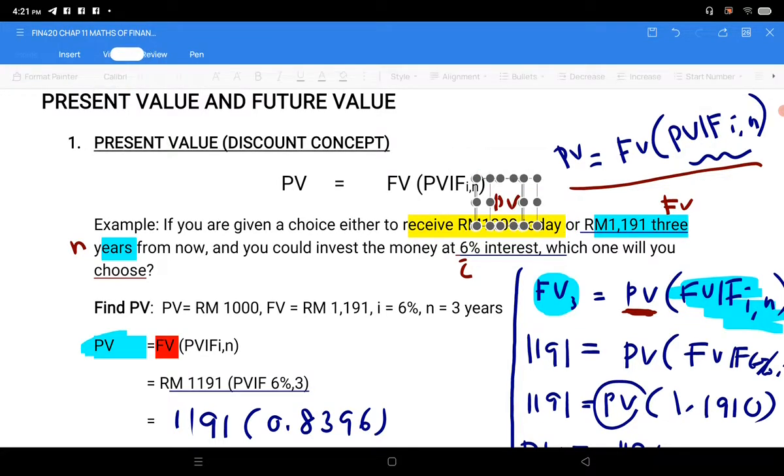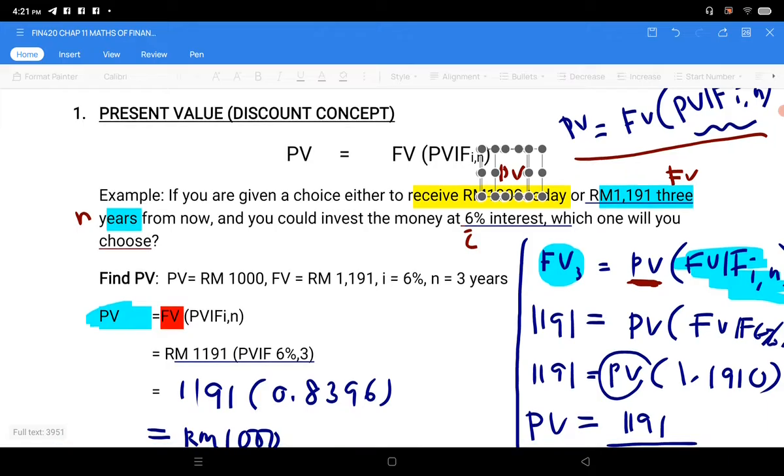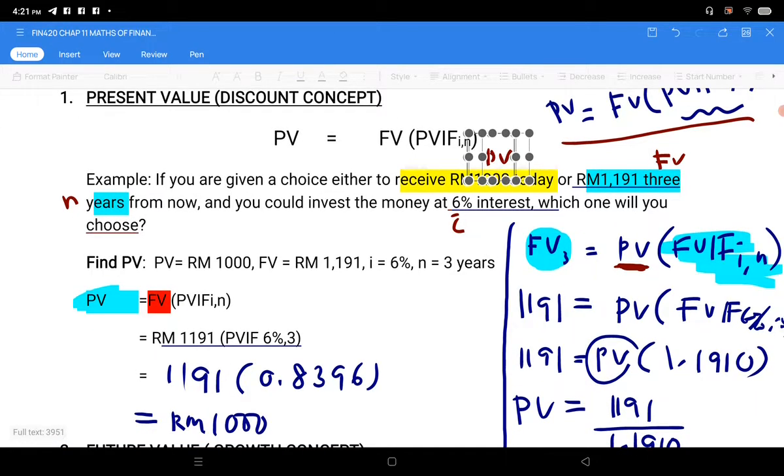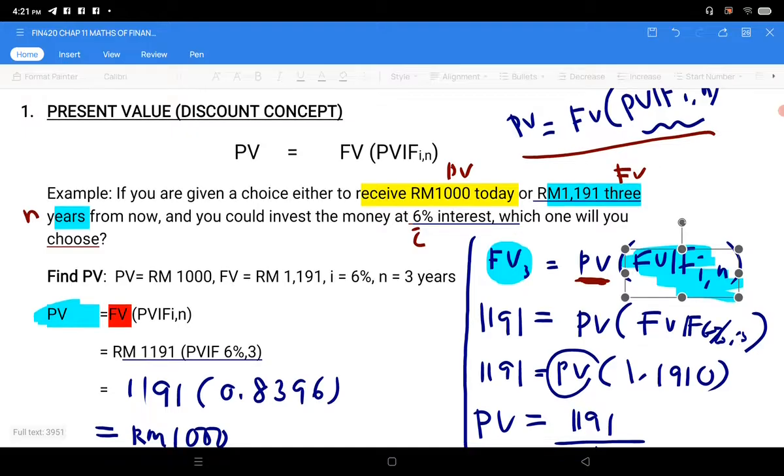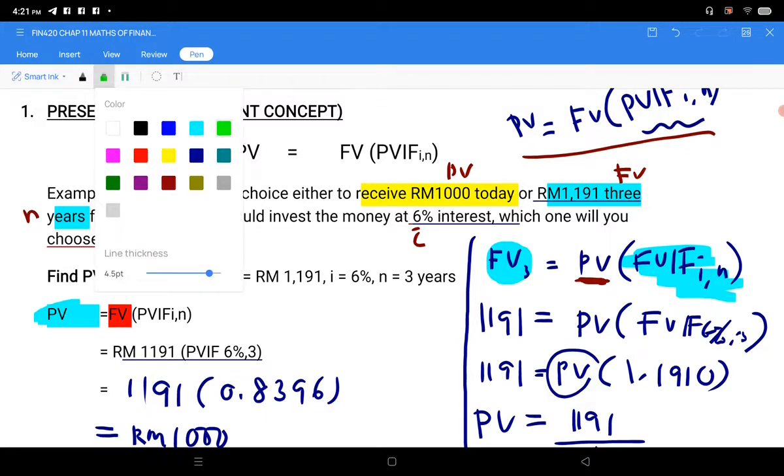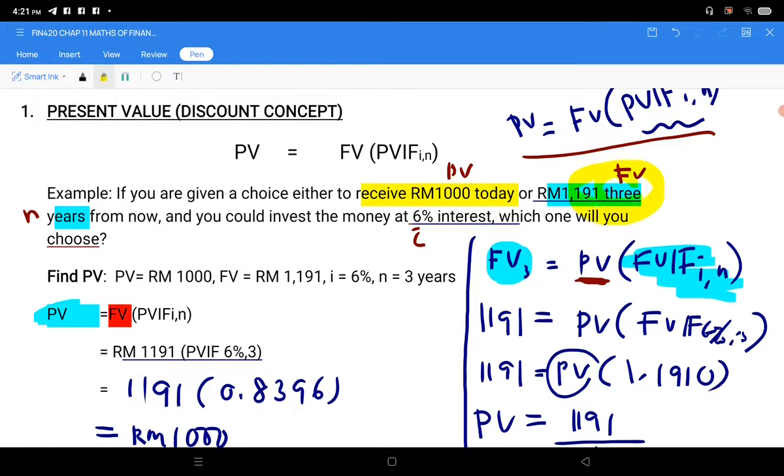But if it mentions 3 years from now or 2 years later, the keyword is the future tense. So let's say, for example, RM1191 will be received 3 years from now. So this is actually future value.